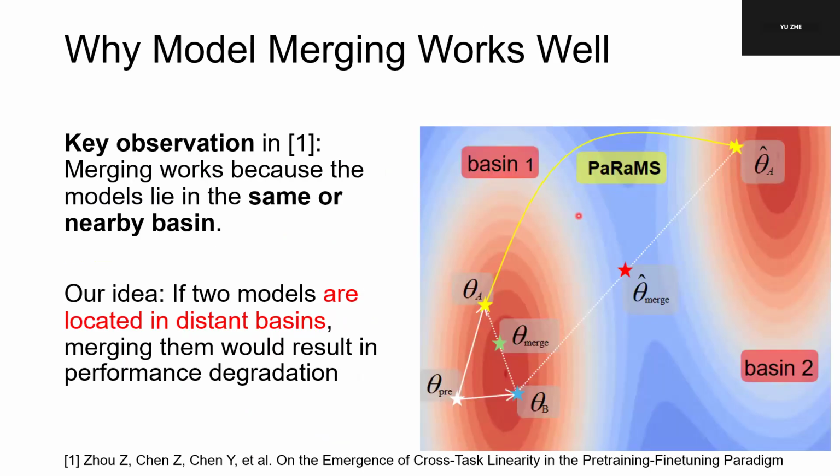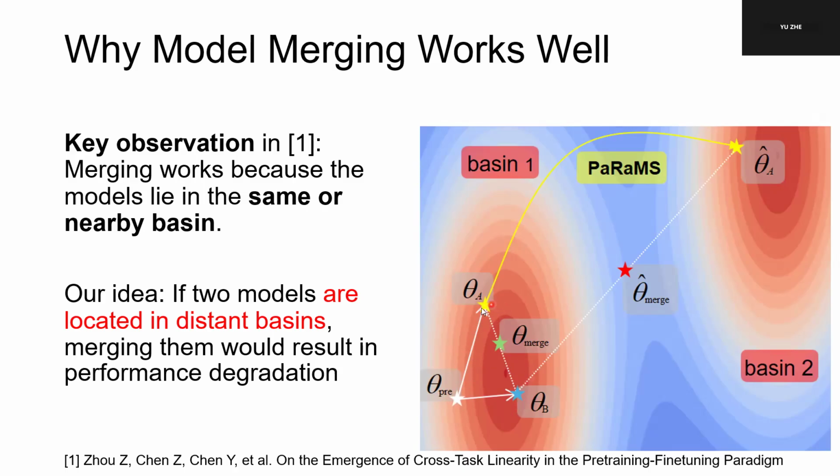To achieve this goal, we first ask why model merging works well. The key observation in paper one is that merging works because the models lie in the same or nearby region. As the red figure shows, here we have CWA, and the red part means the loss is low, the blue part means the loss is high. Since theta A and theta B are fine-tuned on the CWA, they are close to the CWA in the parameter space, and they are located in the same position.